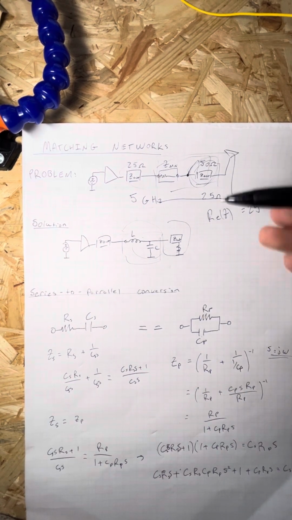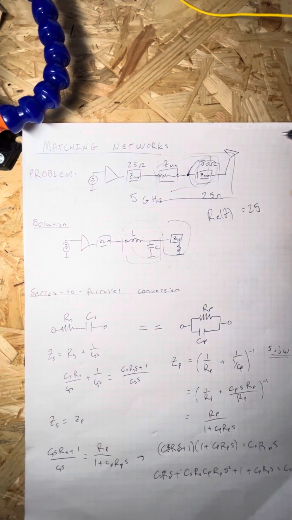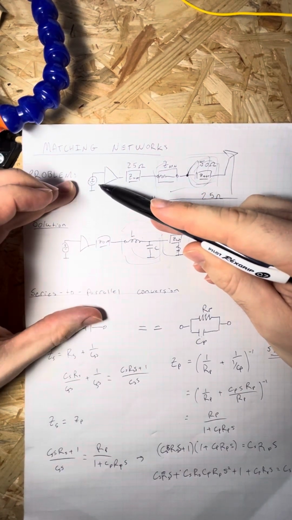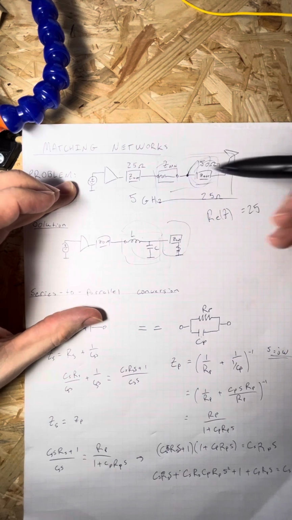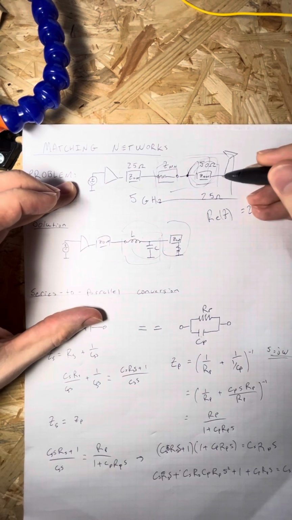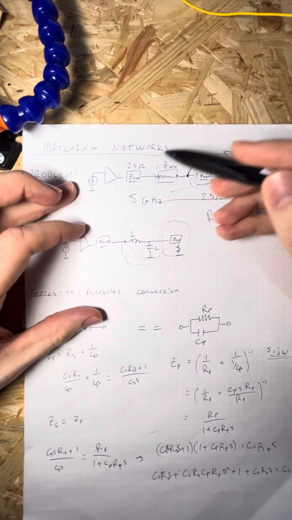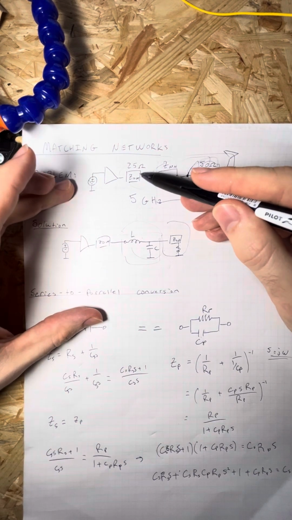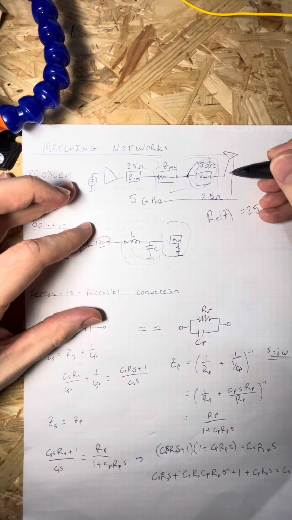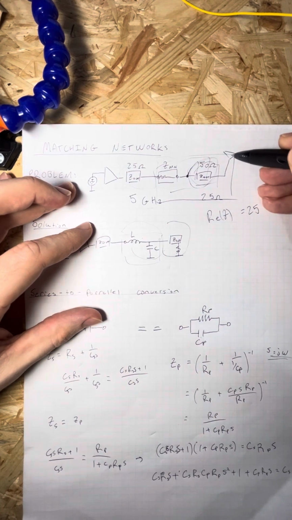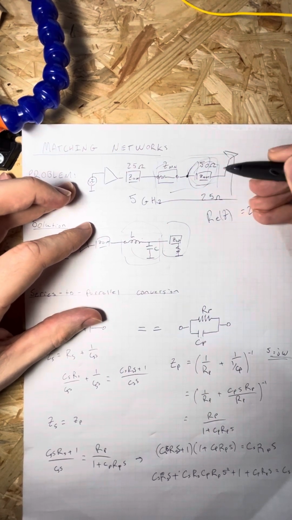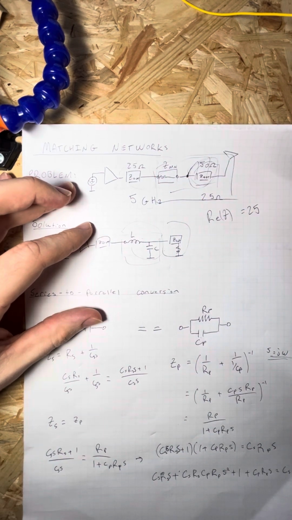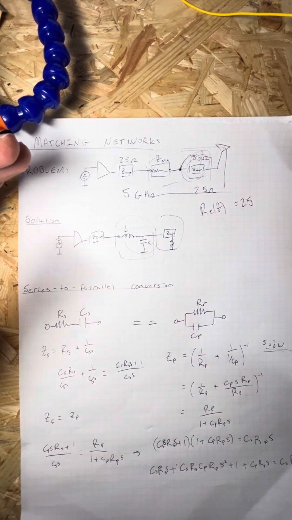So anyway, matching networks. What's the problem? Our problem is that we have our modulated signal that we want to amplify, and then we want to transmit it through some antenna, some load connected to the amplifier. We'll say that our amplifier has an output resistance of 25 ohms, and that our antenna has an output impedance of 50 ohms. Now, the 25 ohms and the 50 ohms, they don't match, and that's not good.